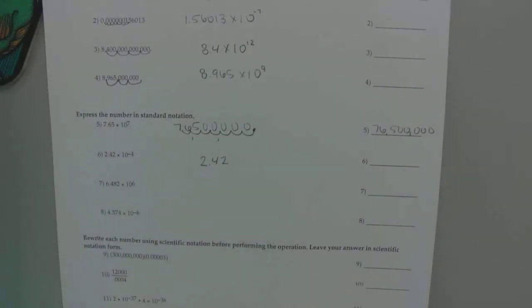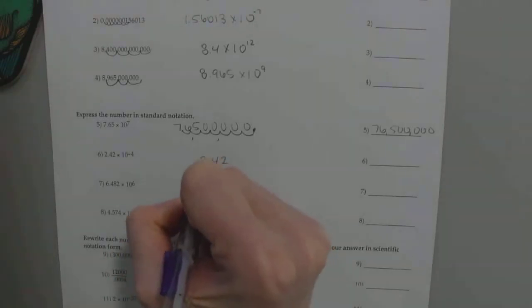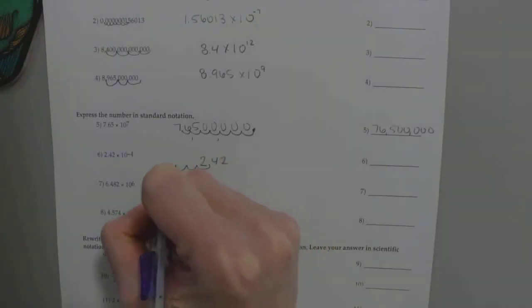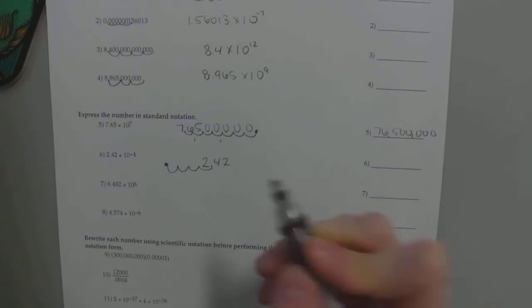Again, I'm going to pull 2.42 out here. And 10 to the negative 4th, I know I'm moving it 4 decimals, but which direction? To the left to make it a small decimal, or to the right to make it a bigger number? Left. To the left, because it's a negative, it means it needs to be a small decimal. So we'll go to the left 4.